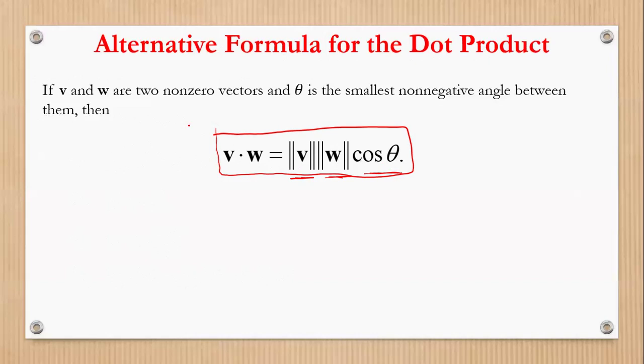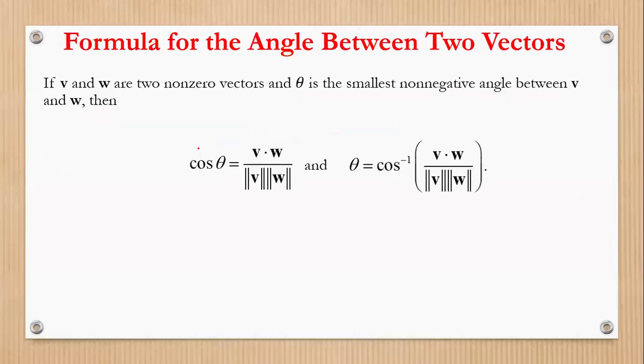When do we use this one? If only the angle and magnitudes are given to us, or we mostly use this formula if they ask us to find the angle between the two vectors. That is the best formula for finding the angle between two vectors. And that's how we find an angle.